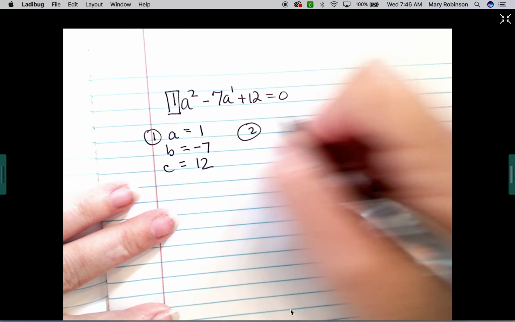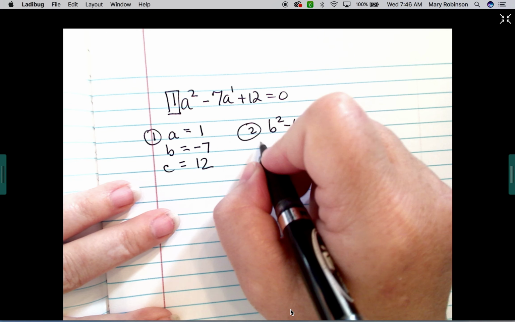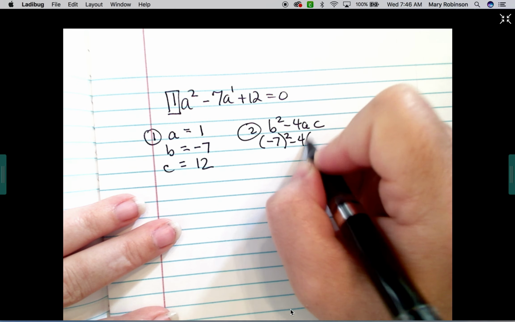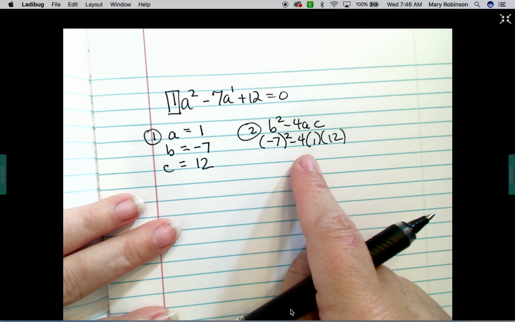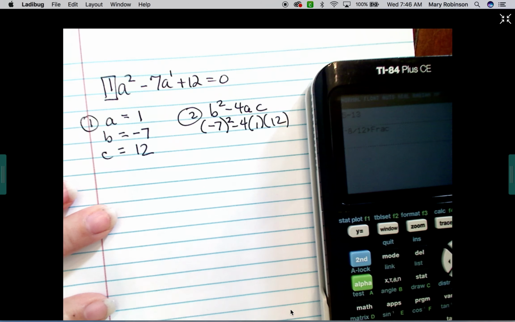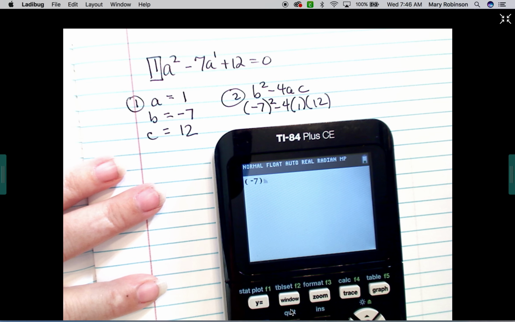So step 2 is we find our discriminant. So remember, if you remember your steps from your prior lessons, you can skip some steps because some of you might be able to go straight to your calculator and type that in, and then you can plug it into your formula. So I'm going to type this in, negative 7 squared minus 4 times 1 times 12 is 1.